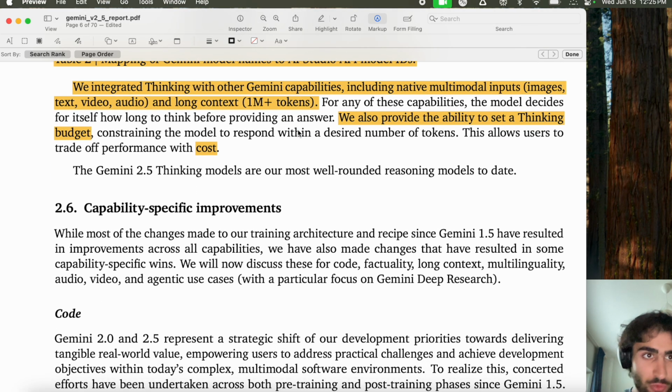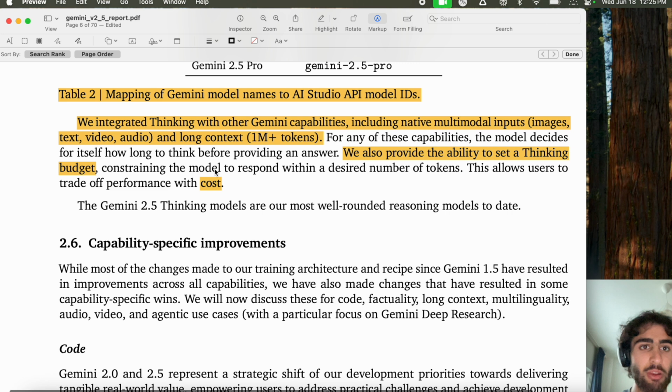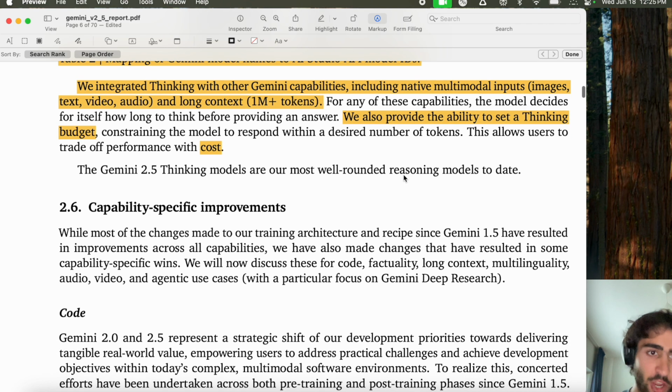Now, moving on to the context length a bit, they integrate thinking into other Gemini capabilities, such as multimodal, and then once again, the long context, which exceeds 1 million. And they also provide the ability to set a thinking budget in the API if you don't want costs to balloon, which means that it will only say you can think for 20,000 tokens, and then you have to stop and give the answer.